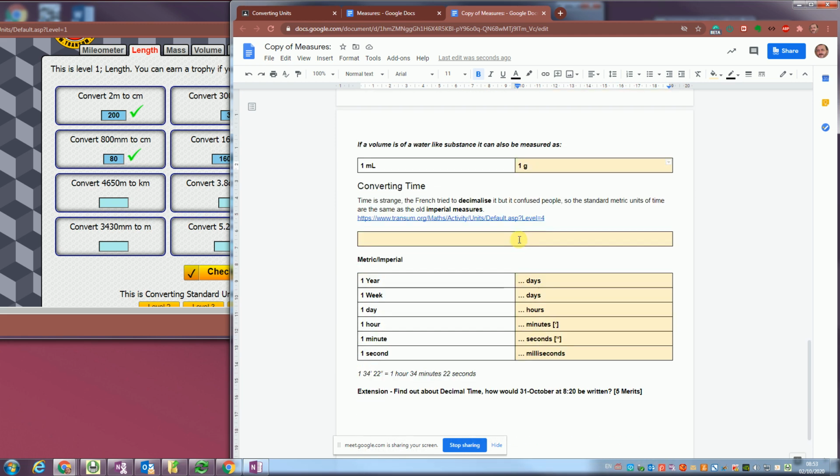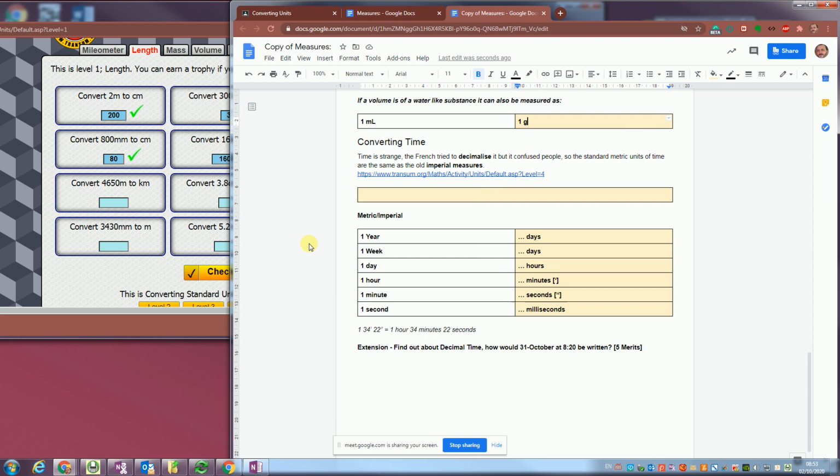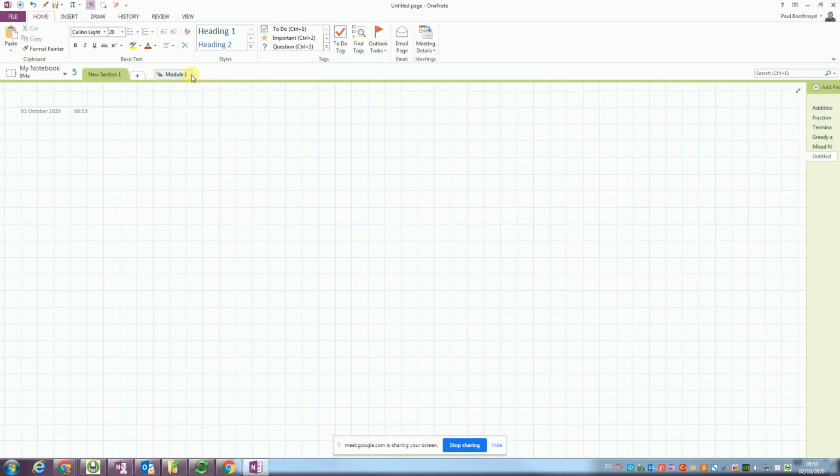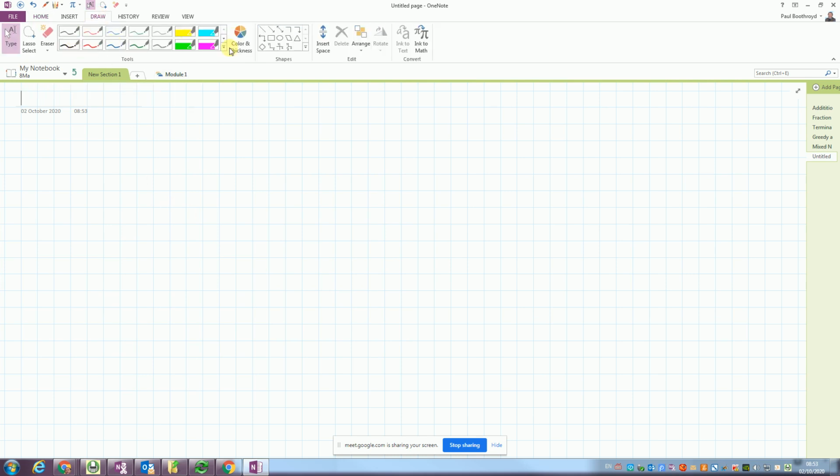Now, the bit I actually want to teach you is a technique for doing things like time. So I'll bring up a notepad. And what we're going to do is convert some times into others, and I'm going to show you a technique for doing it. Okay, so here's my notepad. And what we want to convert is 3 hours into seconds.